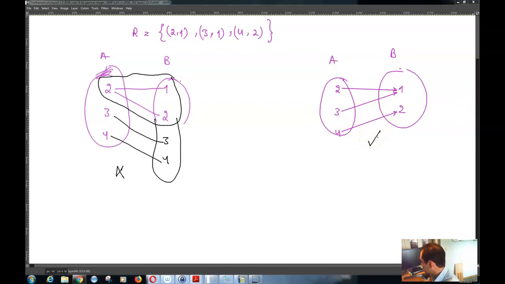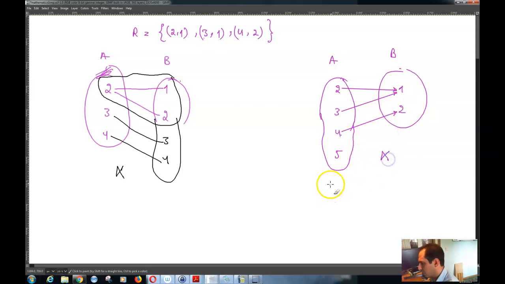Now, what is important here is that, for example, let's say that in this case we had this situation over here. For example, you had 1, 2, 3, 4, and 5, and something like this. And 5, as you can see, is not mapped to anything. 2 is mapped to 1, 3 is mapped to 1, 4 is mapped to 2. 5 is not mapped to anything.